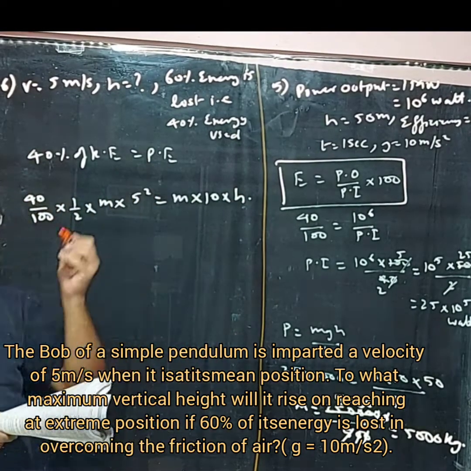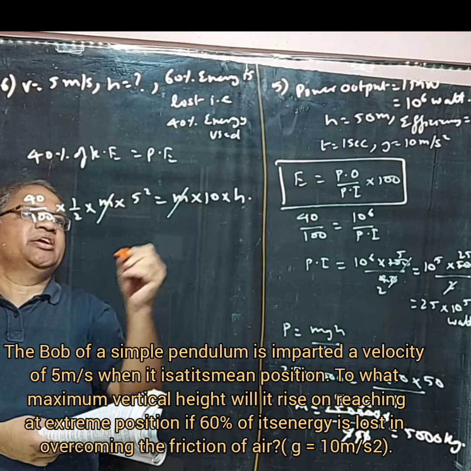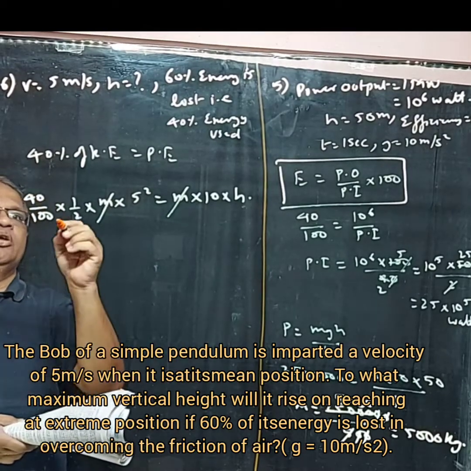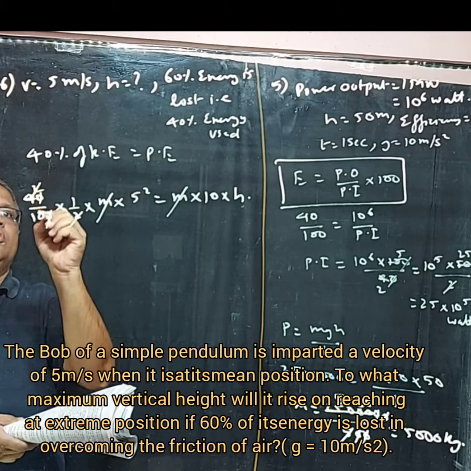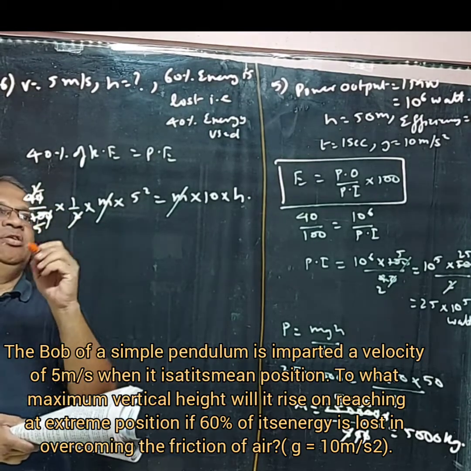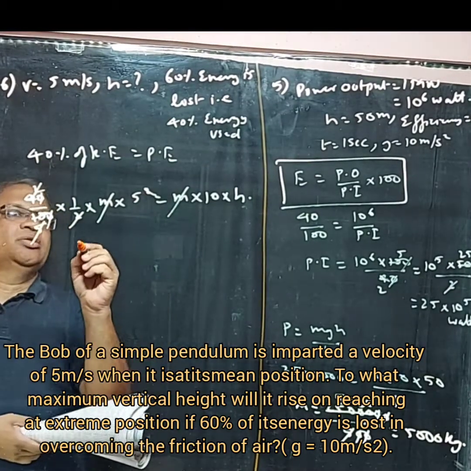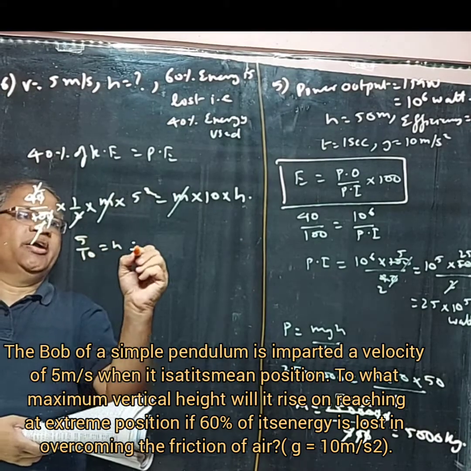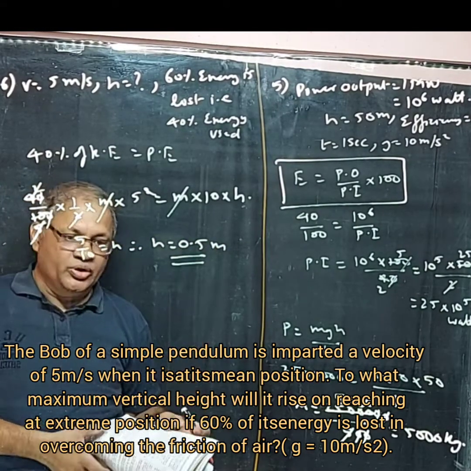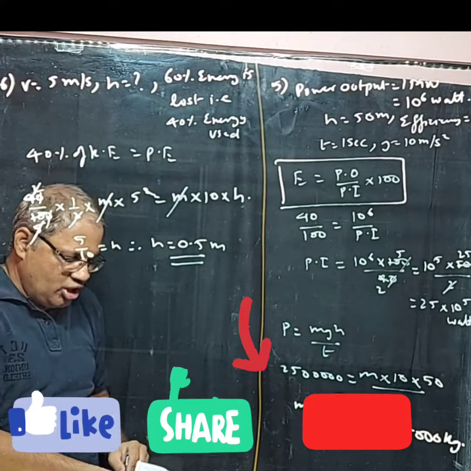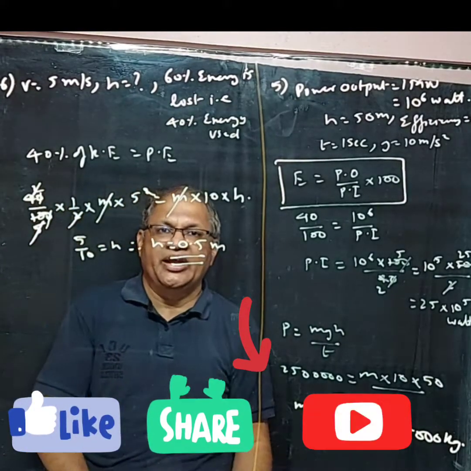And they are asking you about the height. Mass and mass get cancelled because it's the same. Then 10 and 10 get cancelled. 2 2s are 4. 2 5s are 10. 1 5 get cancelled. So 5 upon 10 is equal to height. Therefore height is 0.5 meter. That's your answer. Okay. So that's how we solve all the sums of work, power and energy.